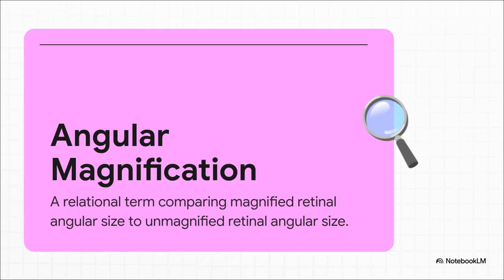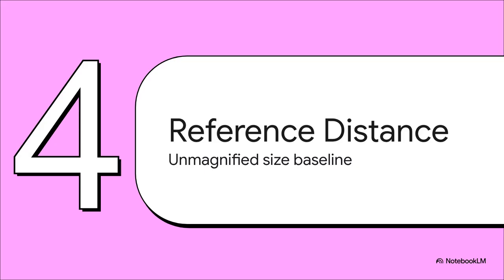Guys, this is a super common board trap. Magnification isn't just asking how big is it now. It's a ratio. It's asking how much bigger is it now compared to how big it used to be. We take our new magnified angle, theta prime, and we divide it by our baseline unmagnified angle, theta. Which brings us perfectly to Part 4, the standard reference distance.